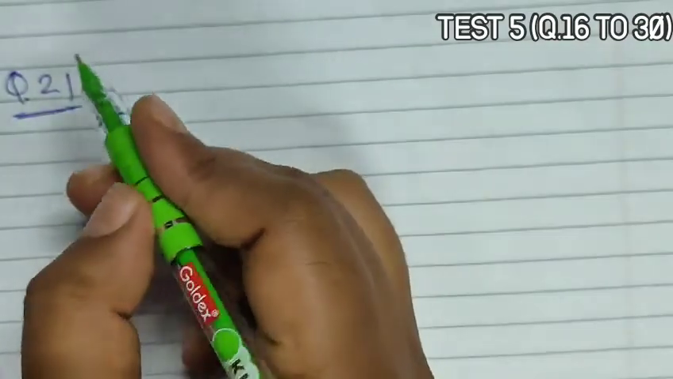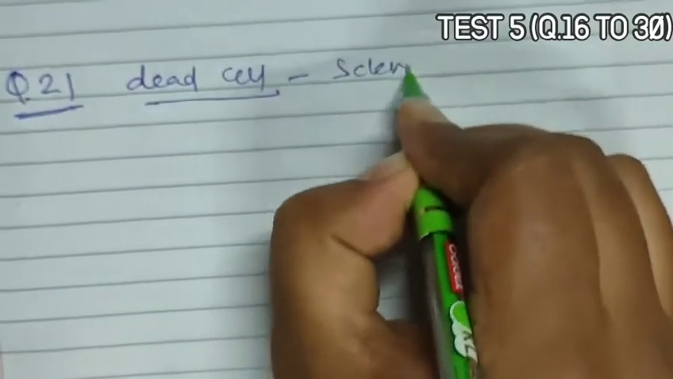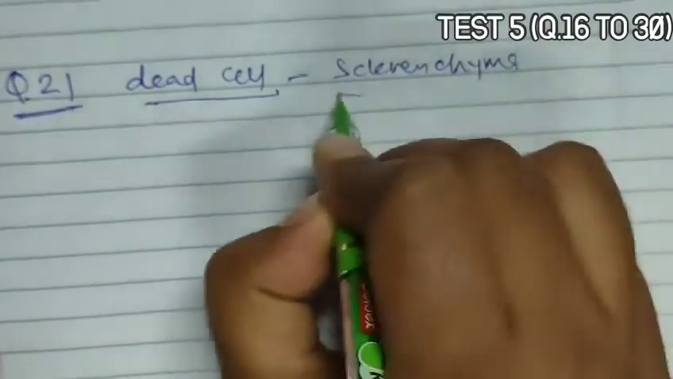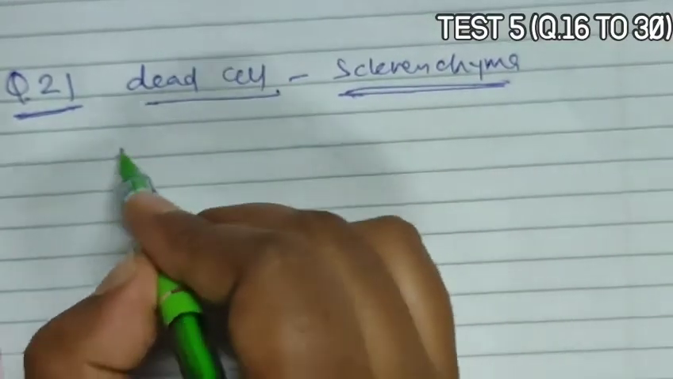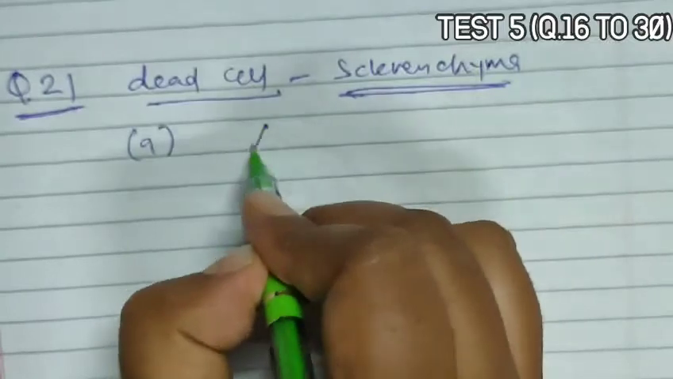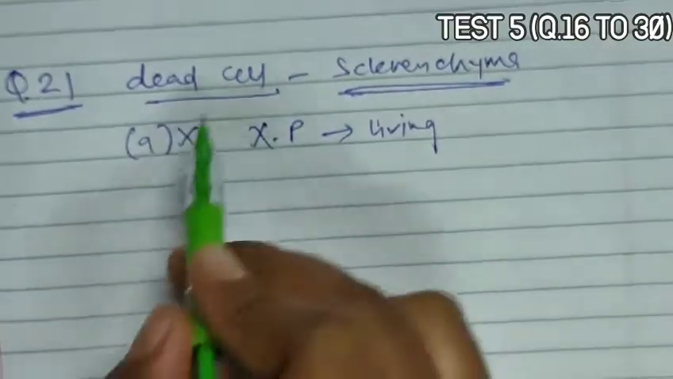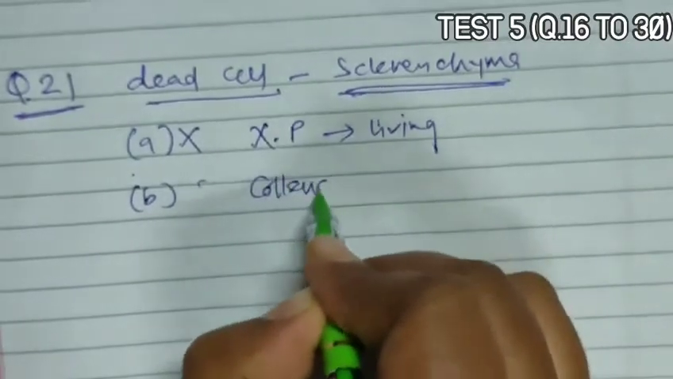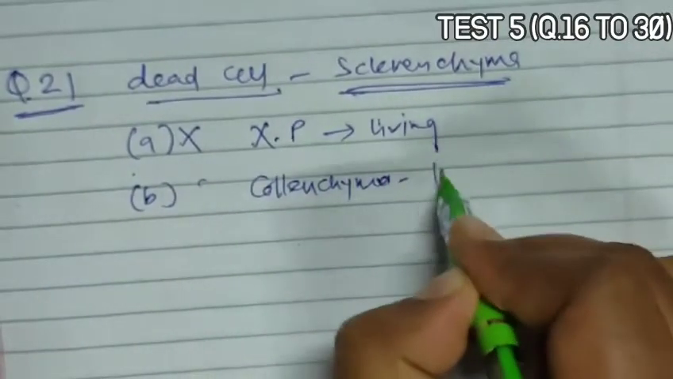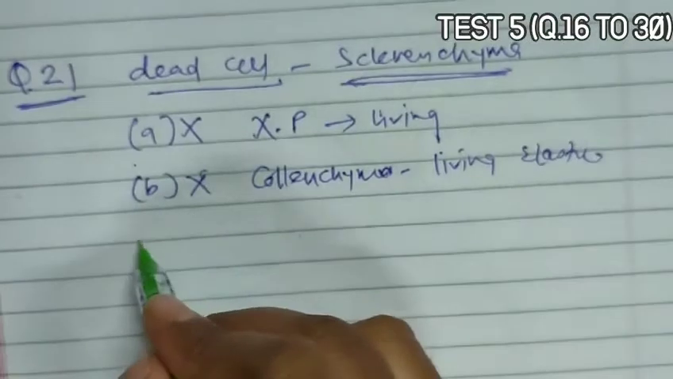Next is question 21. It asks which of the following is made up of dead cells. Dead cells are nothing but sclerenchyma. Out of the options we have to identify which has a sclerenchymatous deposition. A is given as xylem parenchyma, and parenchyma is a living cell, so this is not a dead cell. Option B is collenchyma. Collenchyma is also a living elastic tissue, so this will not be a dead cell.